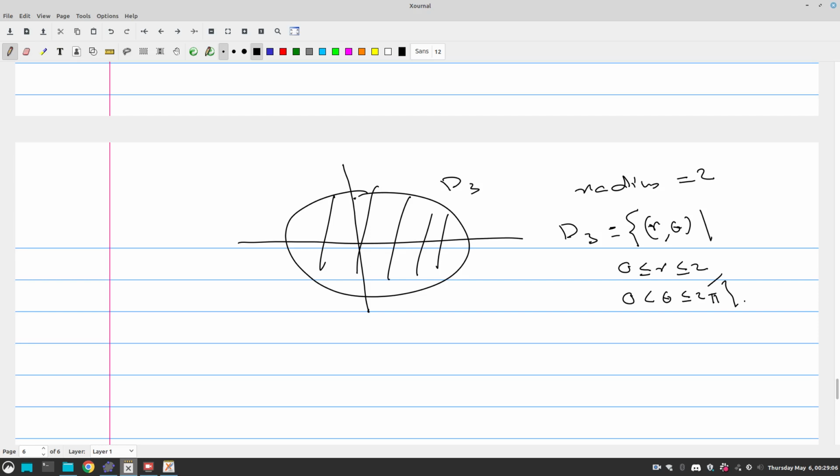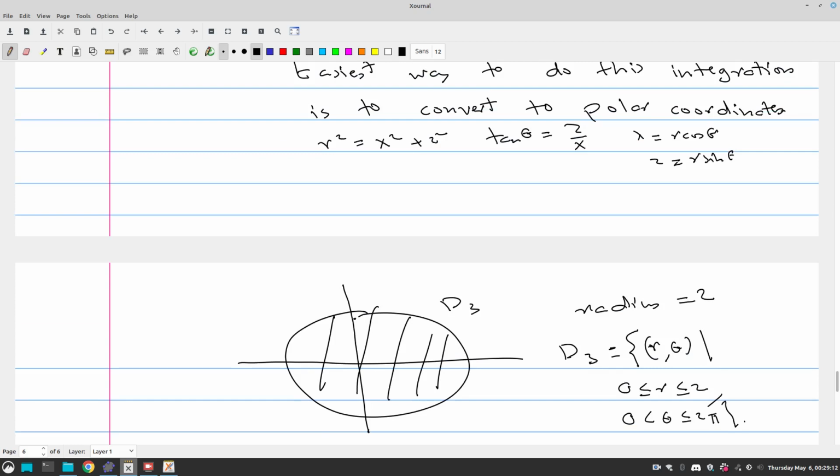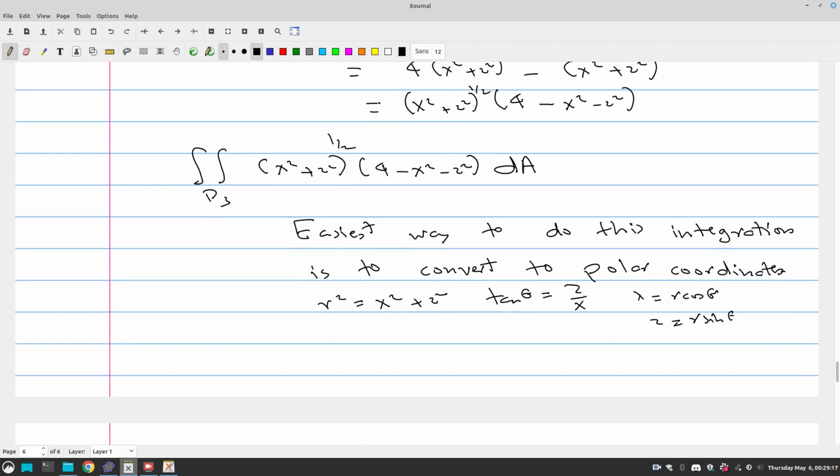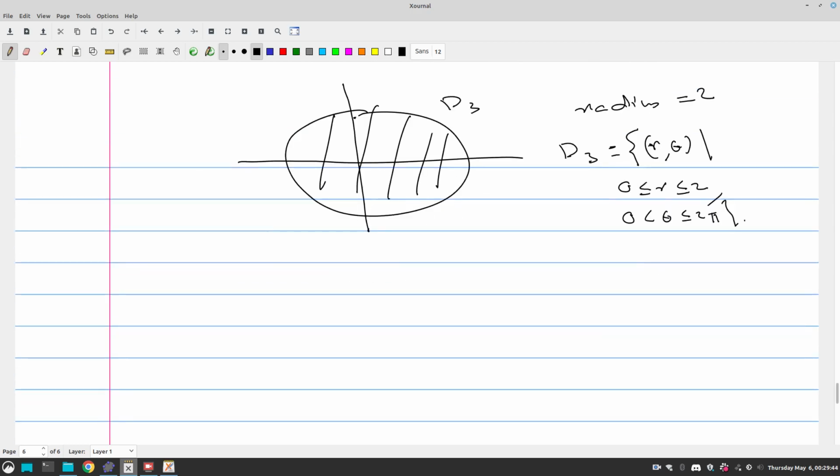Now that we know this, finding the region of integration is a whole lot easier. And of course, the square root of x square plus z square can be written as r, and 4 minus x square minus z square is 4 minus r square, and dA can be written as r dr d theta. Right, so let's do the integration.